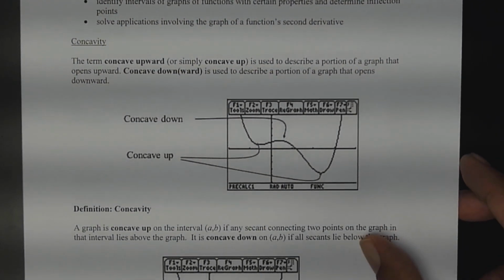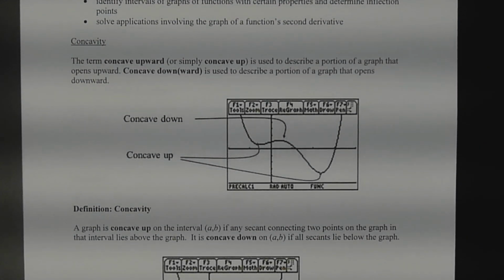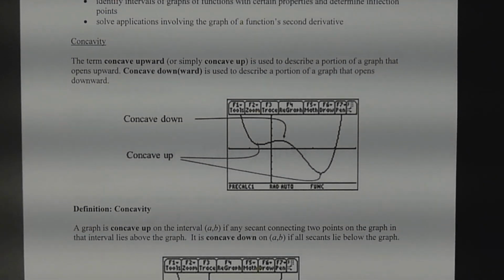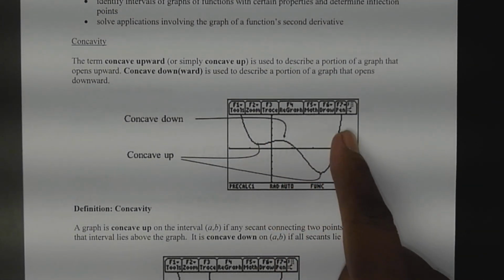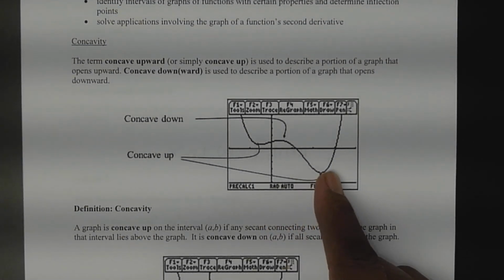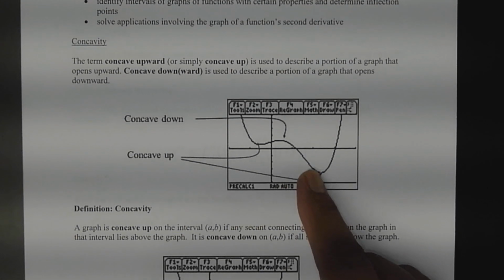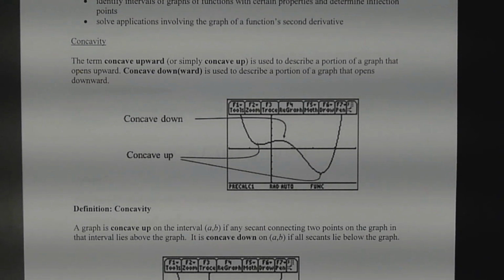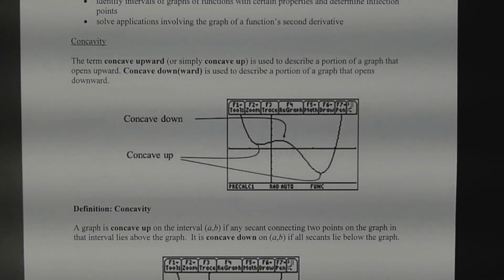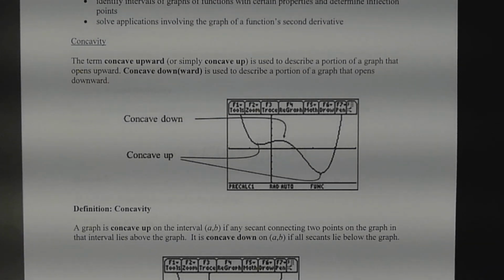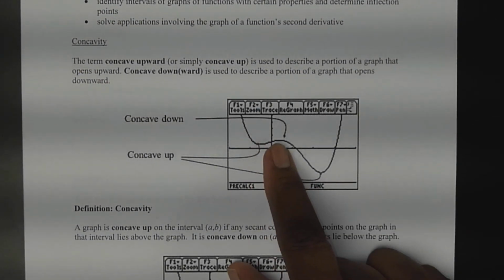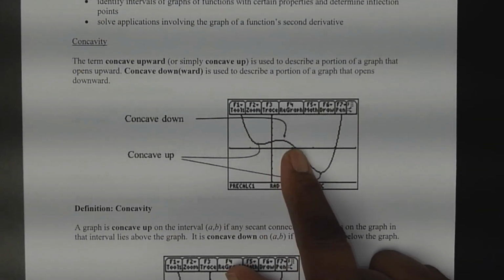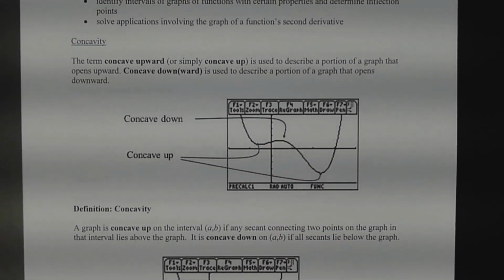The term concave up, or simply concave upward, is used to describe a portion of the graph that opens upward. So let's say I had a graph that looks like this. Concave up is just a portion of this graph that opens upward as you see here. Concave downward, or concave down simply, would be used to describe a portion of the graph that opens downward. So in this graph, this part right here represents the portion of the graph that's concave down.